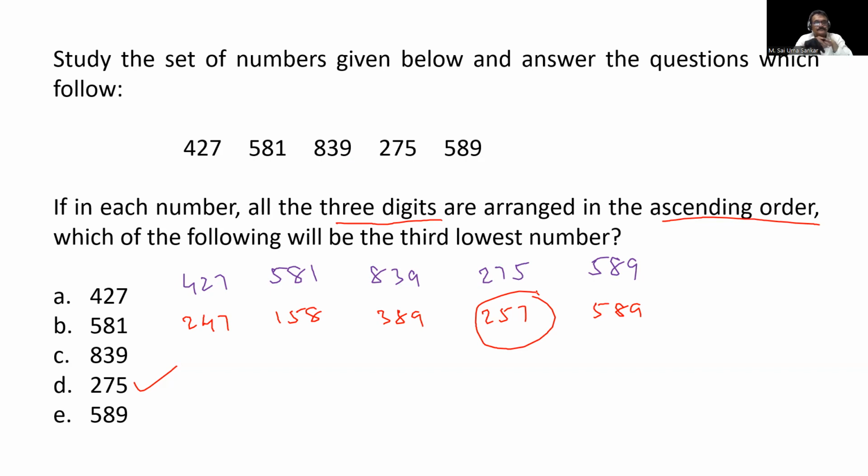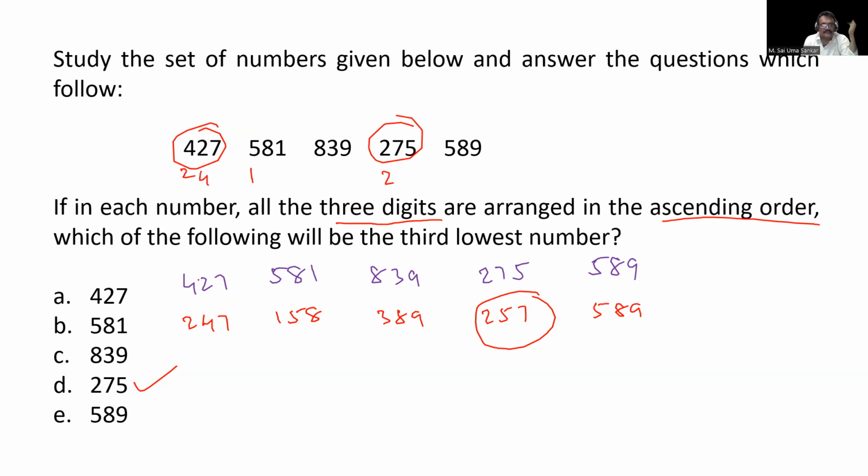Now come to this case. Ascending order. Here, what we require? We require the third lowest. If you observe, if all the digits are in ascending order, what is the first number? That is equal to 2. Here, what is the first number? That is equal to 1. What is the first number? That is equal to 2. Here we require the third. That means compare between those two values. Suppose if you observe all the digits in ascending order, the first digit is 2.